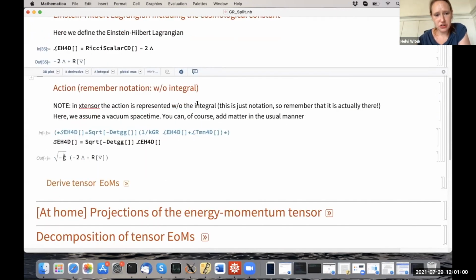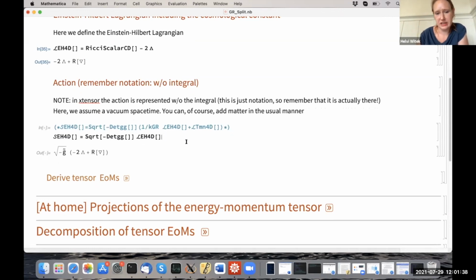Just a note of caution. So in xTensor notation, let me just phrase it the other way. We know that the action in principle would be an integral over a square root of minus the determinant of the metric times the Lagrangian. In xTensor, the action is defined without writing the integral. So you have to remember that this equation actually implicitly will have an integral here. Yeah, so now it's just adding the volume form in front of our Lagrangian.